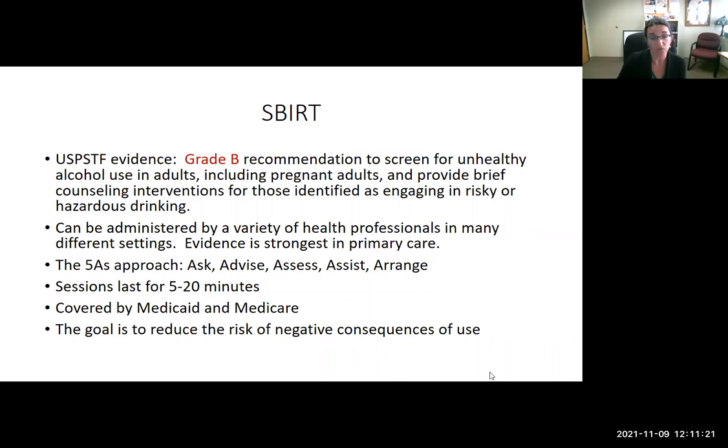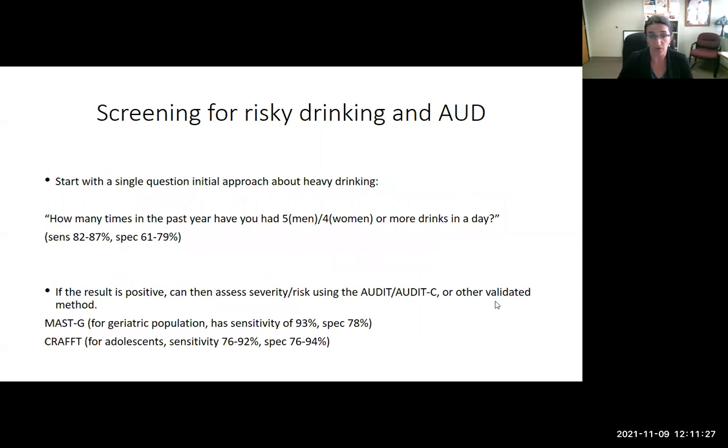This is most beneficial when you catch people in that earlier zone, when they're engaging in risky drinking and haven't yet developed alcohol use disorder. So how do we screen for risky drinking and alcohol use disorder? It's recommended to start with a single-question initial approach about heavy drinking. This is recommended by NIAAA, and that is, how many times in the past year have you had 5 or more drinks in a day for men, or 4 or more for women?